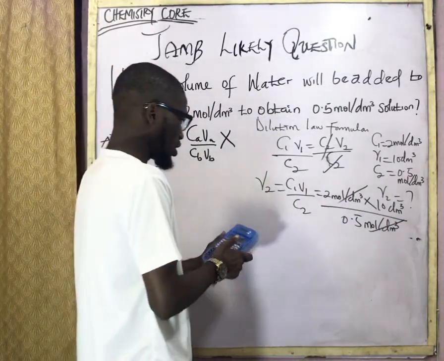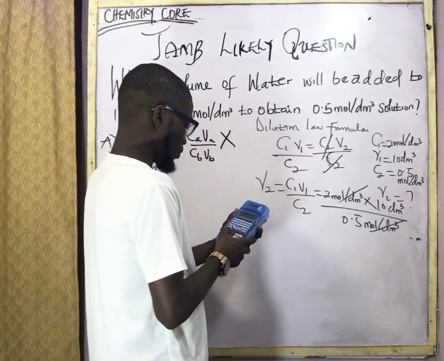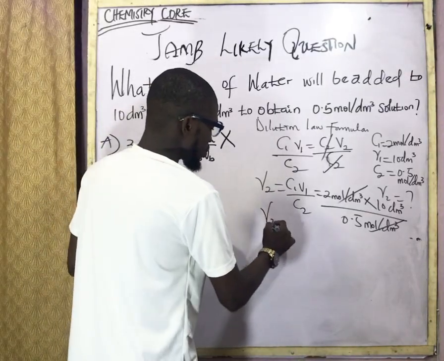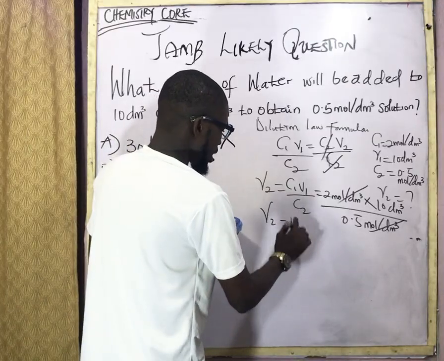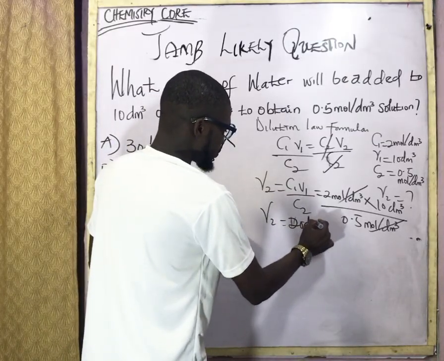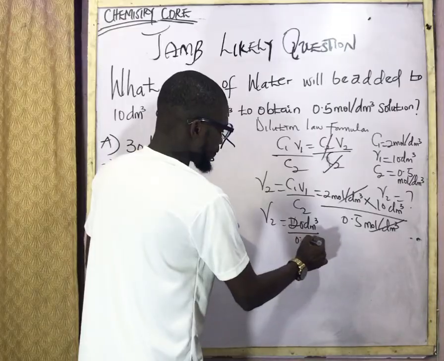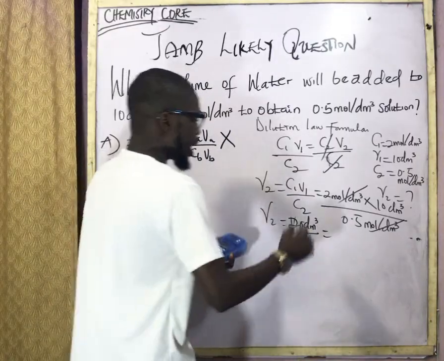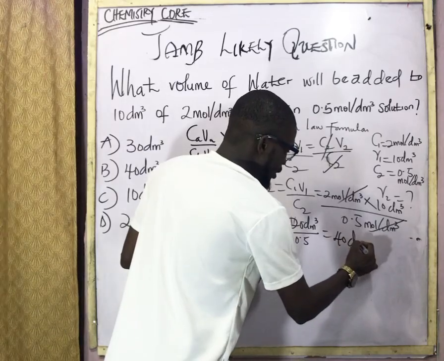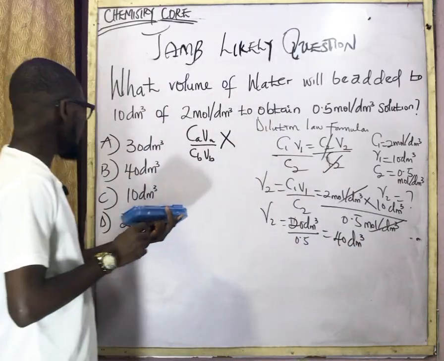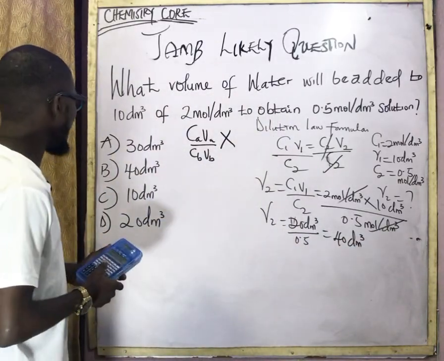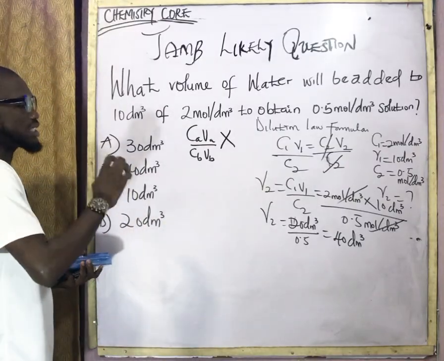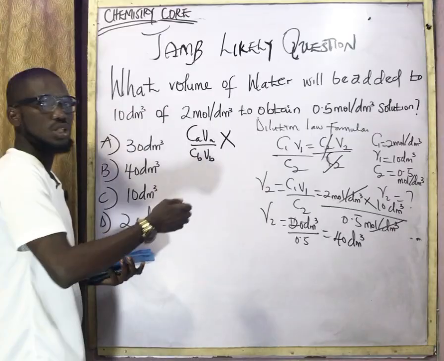So let's pick up our calculator. We have 2 multiplied by 10, so V2 is equal to 20 dm³ divided by 0.5. That will give us 40 dm³. If you look at the answer we have there, it goes with option B, but that is not what we are asked to solve for.